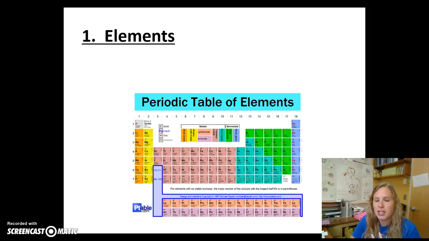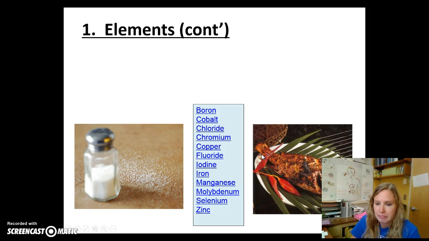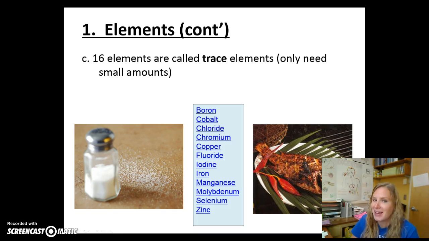So the first thing that you need to remember, jog your memory from chemistry, is the term elements. Elements are pure substances, right? And they're the basic building blocks of all matter. So we have a periodic table here. You know that all of those are elements. All right, so just some examples.